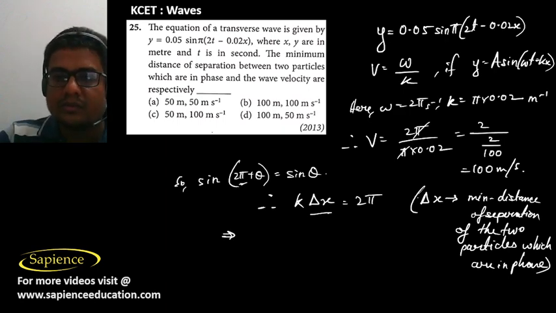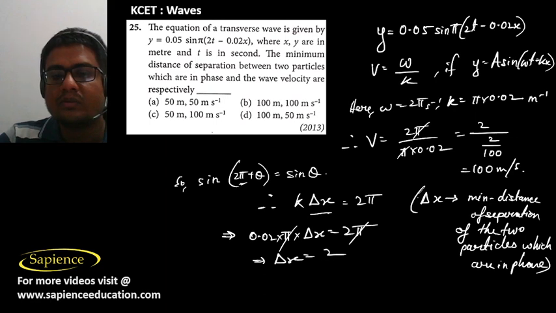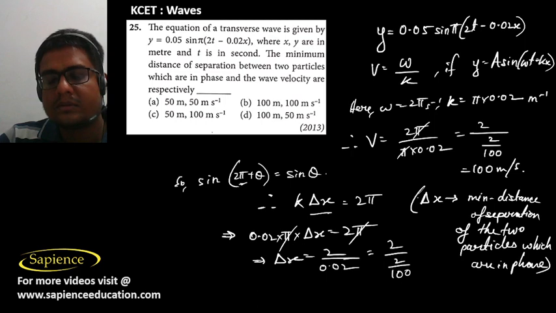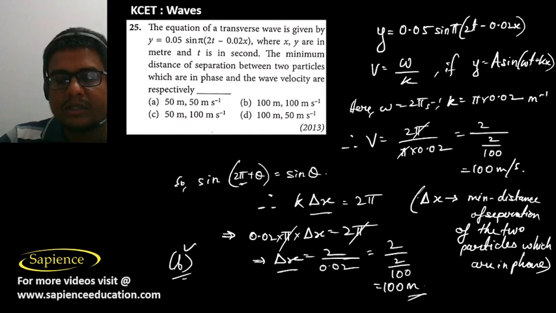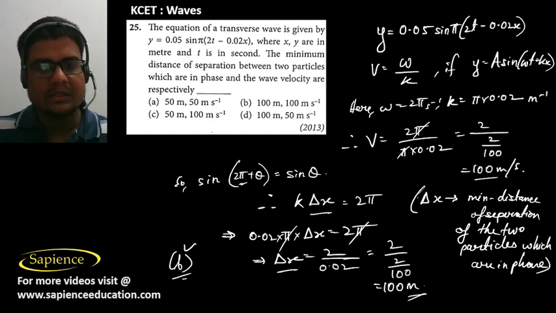So k is here 0.02 into pi into delta x, that is equal to 2 pi. So pi and pi will cancel out, so delta x will be equal to 2 by 0.02. This will be again 2 by 100, so this will be again 100 meter. So option B is the correct answer. So the minimum distance of separation should be 100 meter and the wave velocity is 100 meter per second. So both are 100. So option B is the correct answer.